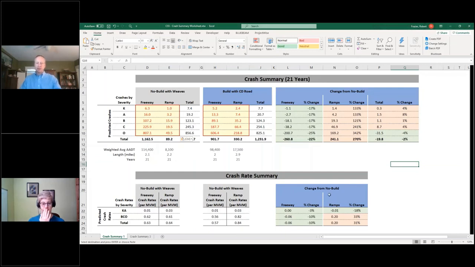And interestingly, the rates are actually going down, but because we've shifted the exposure from the freeway to ramps, which have higher rates, we've gone up a little bit. So the equations aren't linear. There are different equations for high severity and property damage only crashes. And so we've got this kind of mixed bag of results.